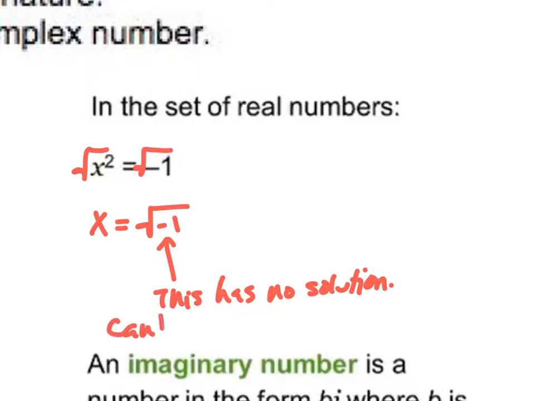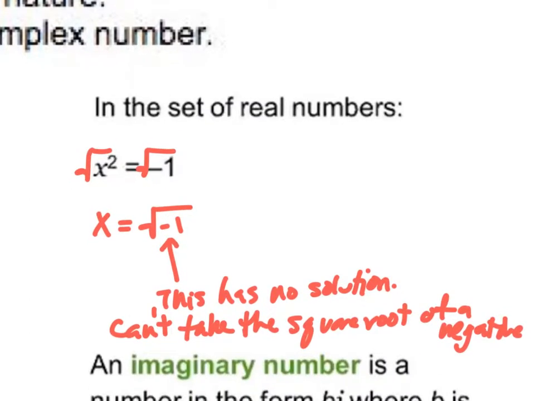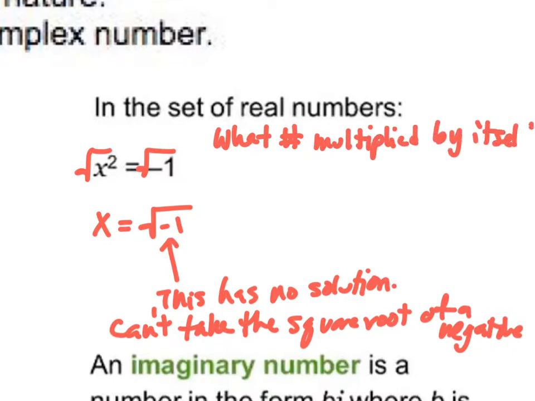So we can't take the square root of a negative. Now, you have to ask yourself the question: what number multiplied by itself gives you negative 1?